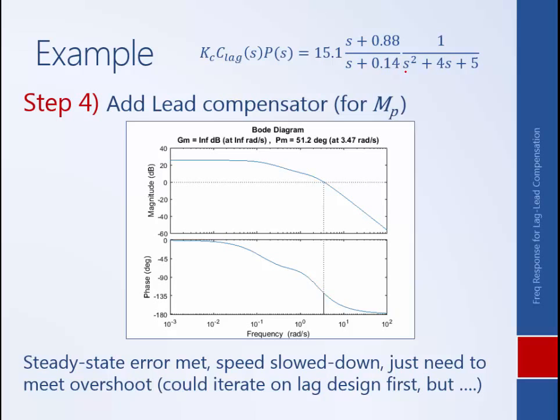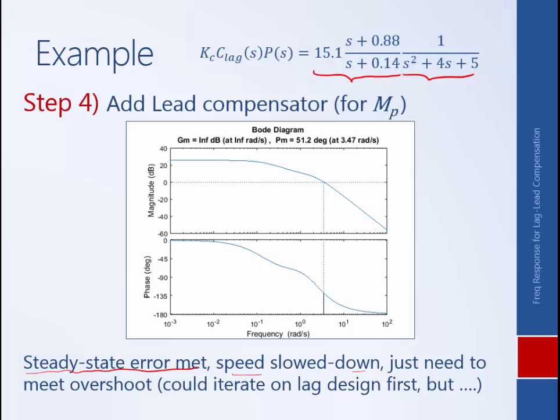So this is the plant. This is the lag compensator that we designed. If we look at the Bode diagram, this is what we get. And if we look at the step response, this is what we'll also see. We'll see that our steady state error is met, and we'll see that the speed is slowed down.